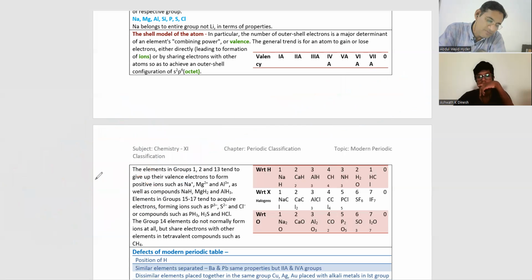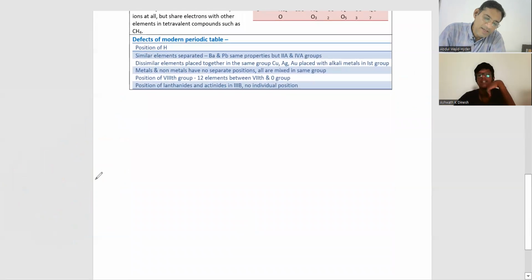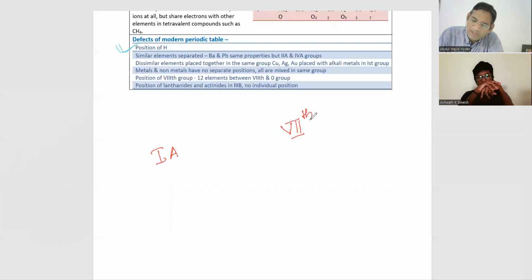Now the next one, defects of the modern periodic table. Even your modern periodic table is not able to justify the position of hydrogen. According to the modern periodic table, the position of hydrogen is 1A. But some scientists used to say it is there in 7A. So in the hydrogen chapter, there in your part 2 chemistry, you will be discussing why hydrogen should be kept in 1A, why not 1A. 2 topics.